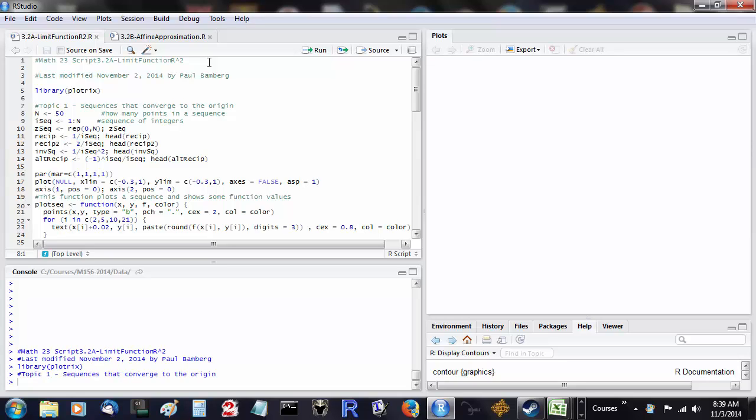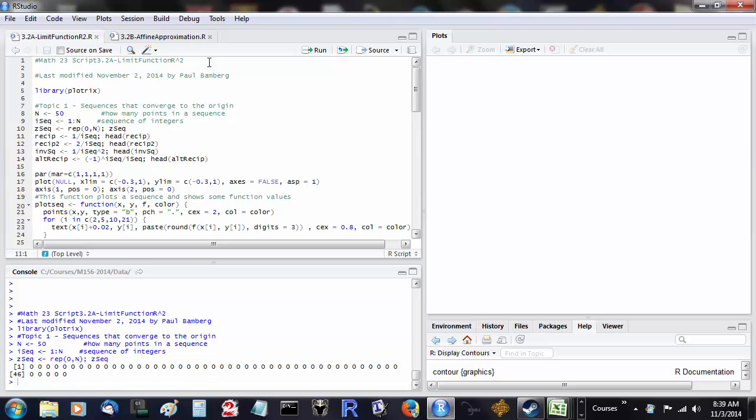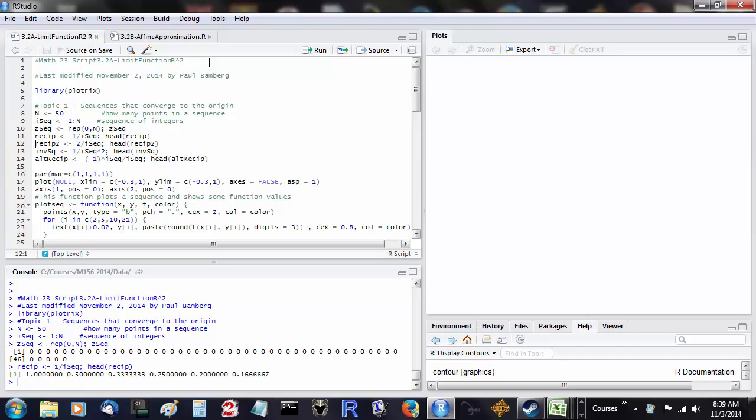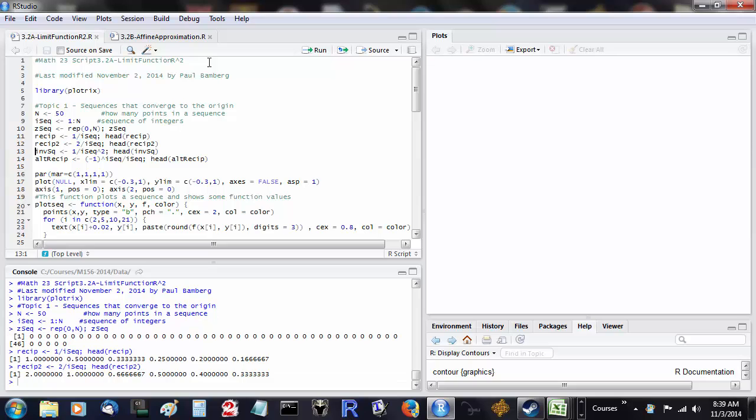I put 50 points in the sequence. If you want to play with this script, you can change that value. Here's the sequence 1, 2, 3 on up through 50. Here's a sequence of nothing but zeros. Here's a sequence of the reciprocals of the first 50 integers. Head gives me just the first 6, and you can see we've got 1, a half, a third.